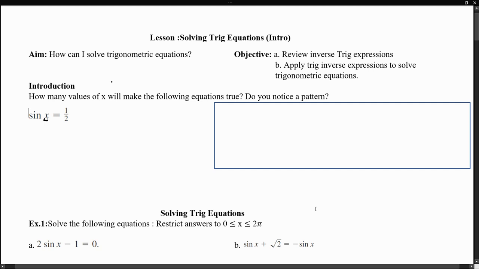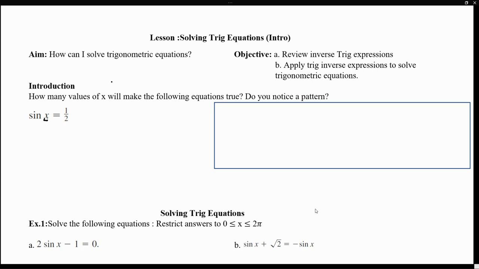In this lesson, we'll be discussing how to properly solve trigonometric equations. So let's get started. Let's look at this introduction question. It states, how many values of x will make the following equation true? So here's our x. But this question is asking us, what degrees can I plug into the sine function such that my outcome is exactly 1/2?